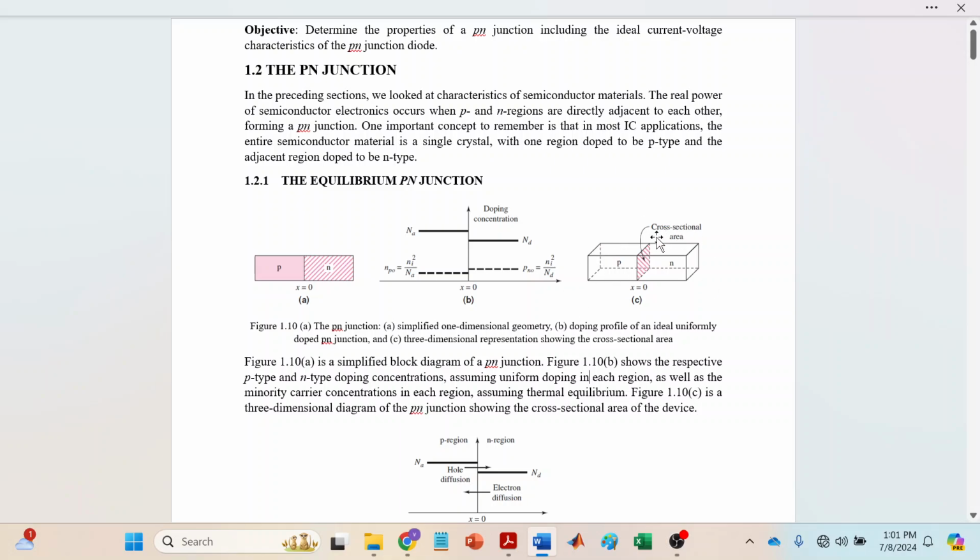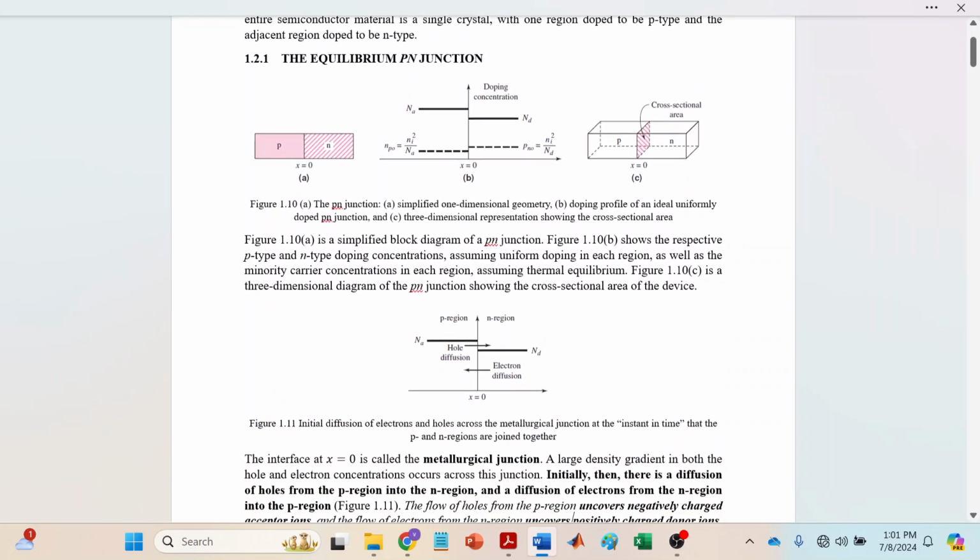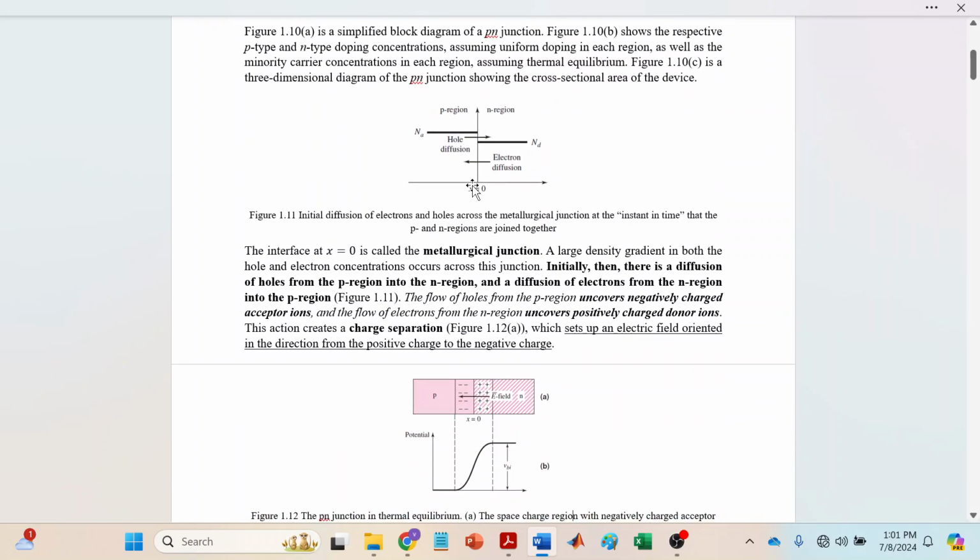So this section shows the cross-sectional area of the pn junction. The interface at x equals 0 is the metallurgical junction. A large density gradient of holes and electrons occurs across this junction. So initially, remember we are considering the equilibrium pn junction. Initially, there's a diffusion of holes from the p to the n region and a diffusion of electrons from the n to the p region.